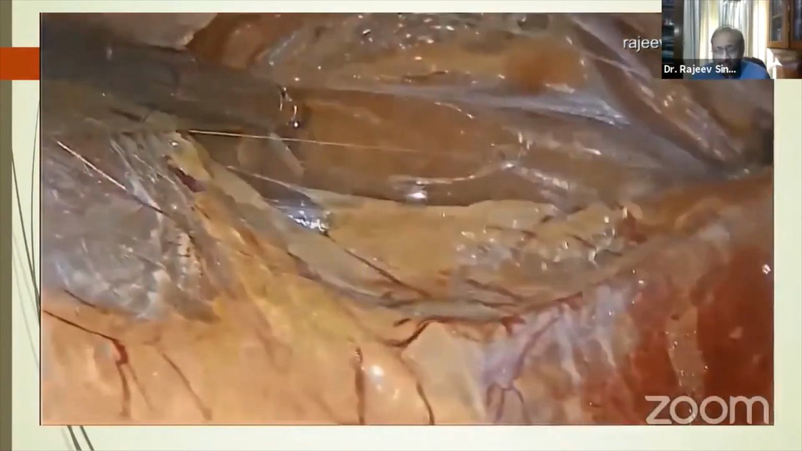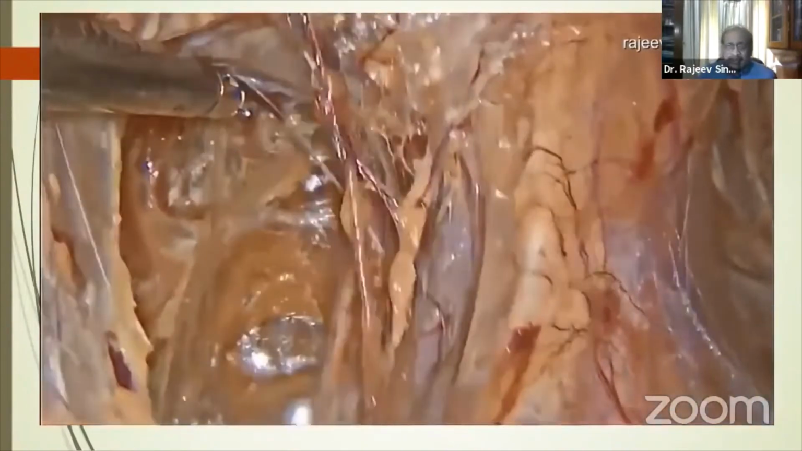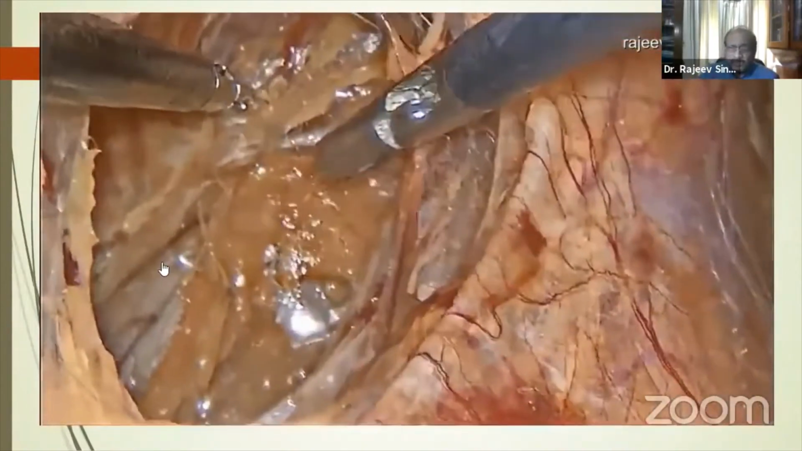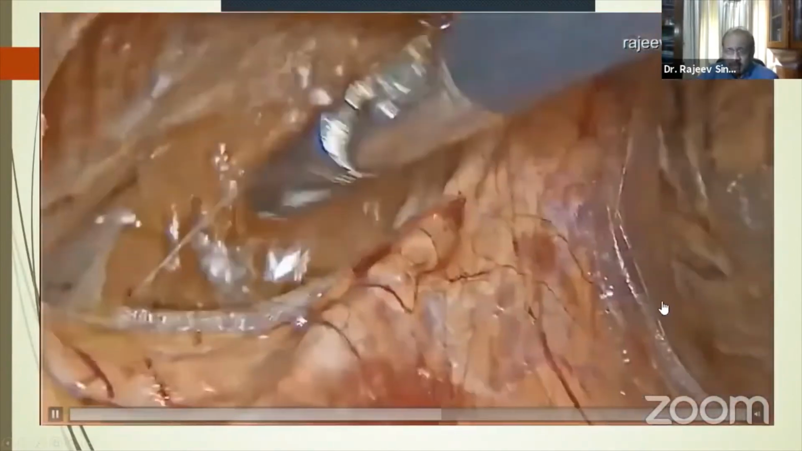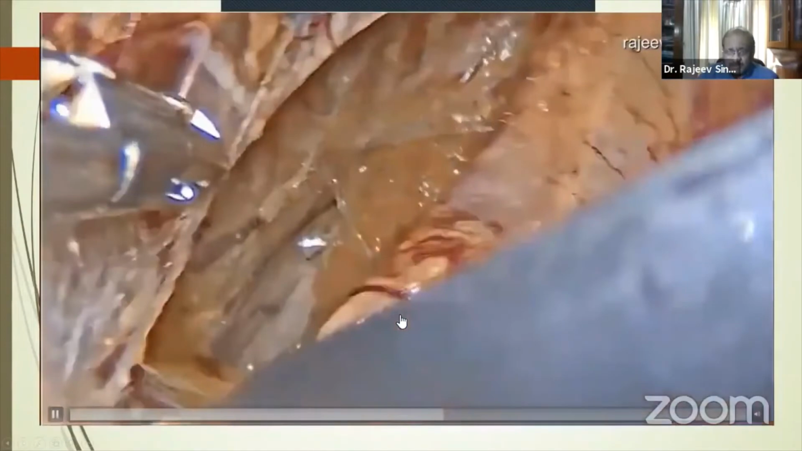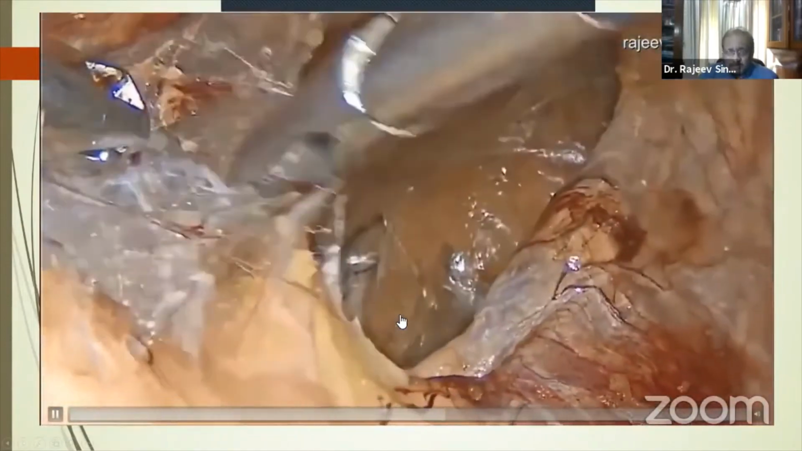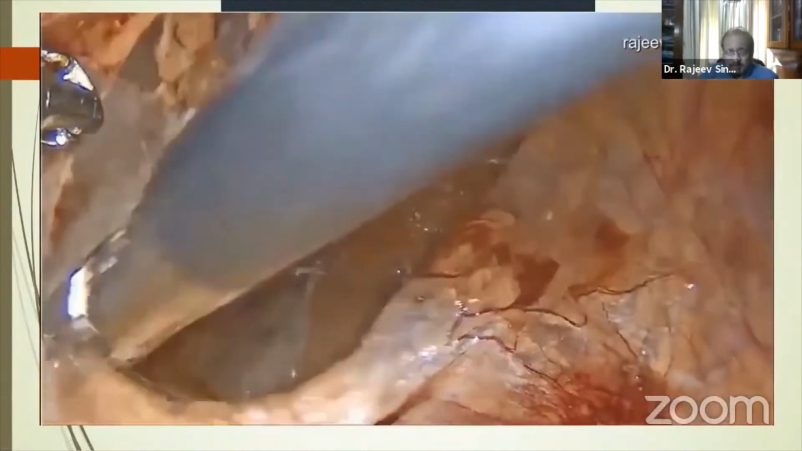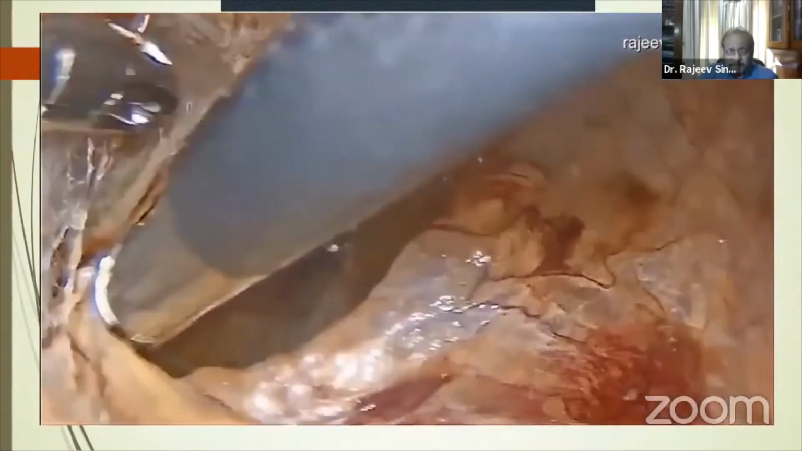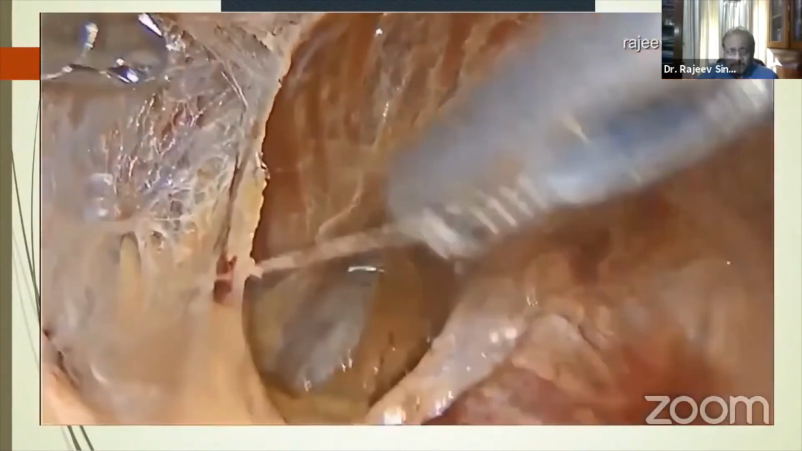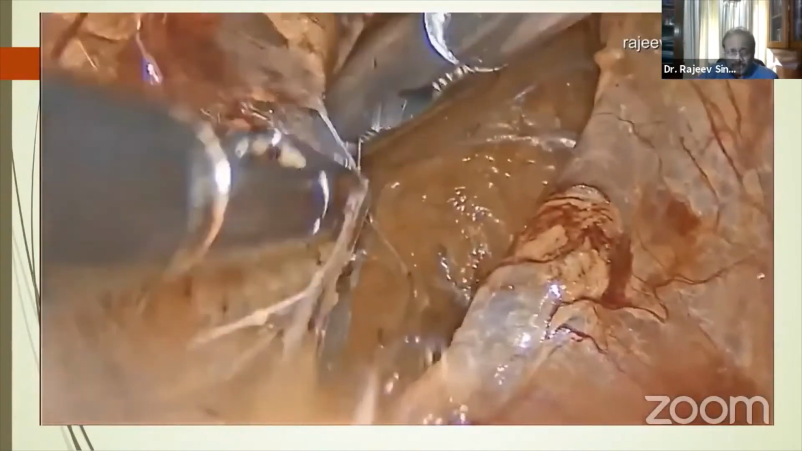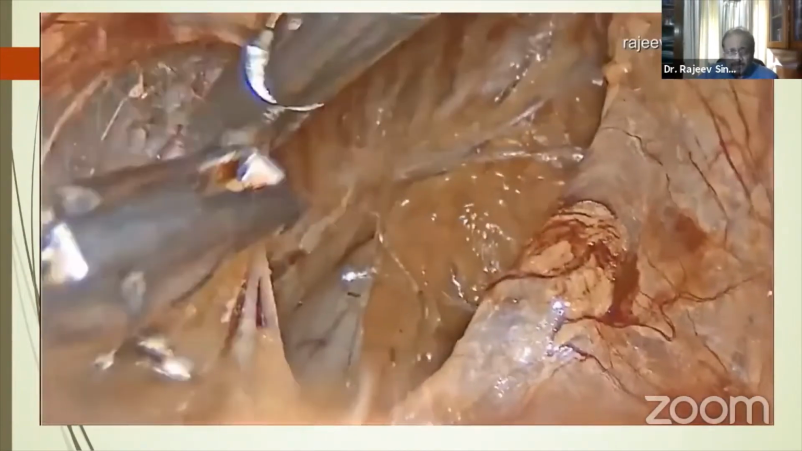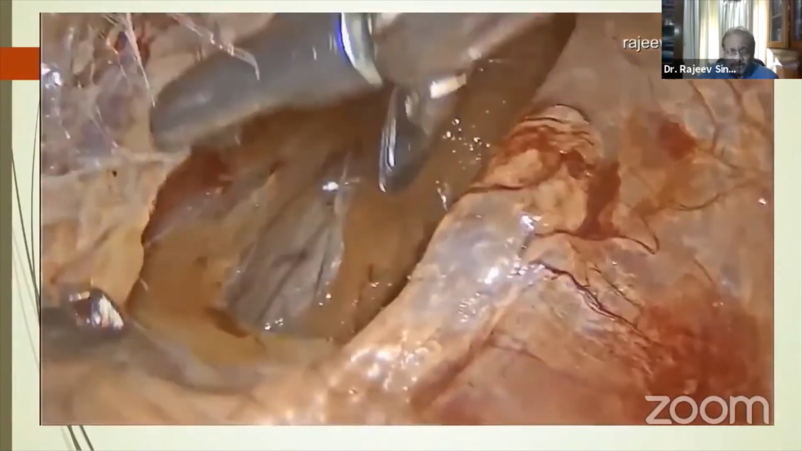So this is dissection in the Bogros space, which is lateral to the cord structures. This is the Bogros space, lateral to the cord structures. These are the cord structures out here. So you go on laterally, creating a space for the mesh laterally. You can see the pre-peritoneal tissue very well.